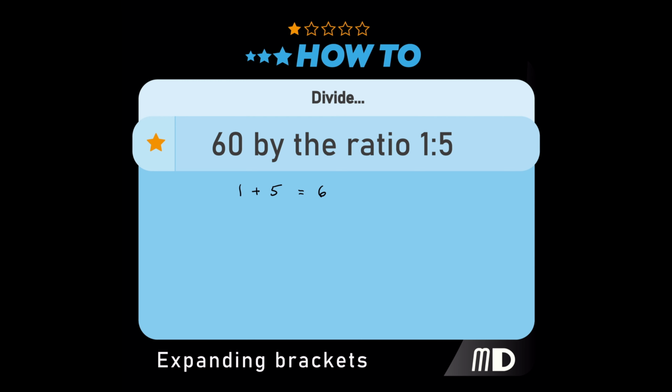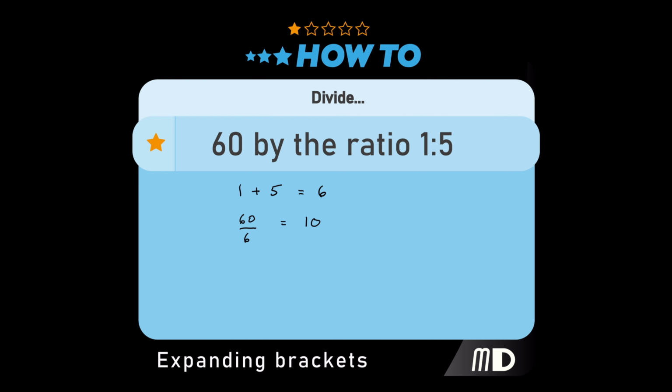Next, we need to divide the amount given to us, which is 60, by the sum of the digits in the ratio, which was 6. And 60 divided by 6 is equal to 10.